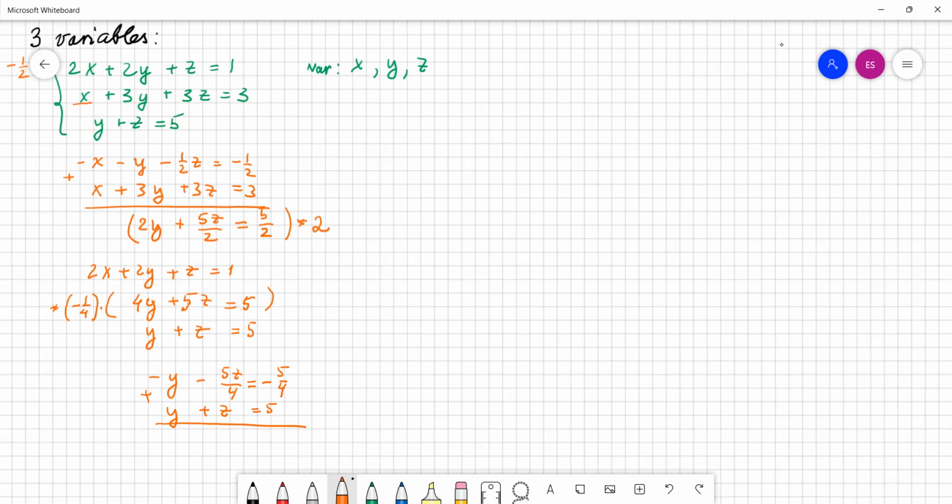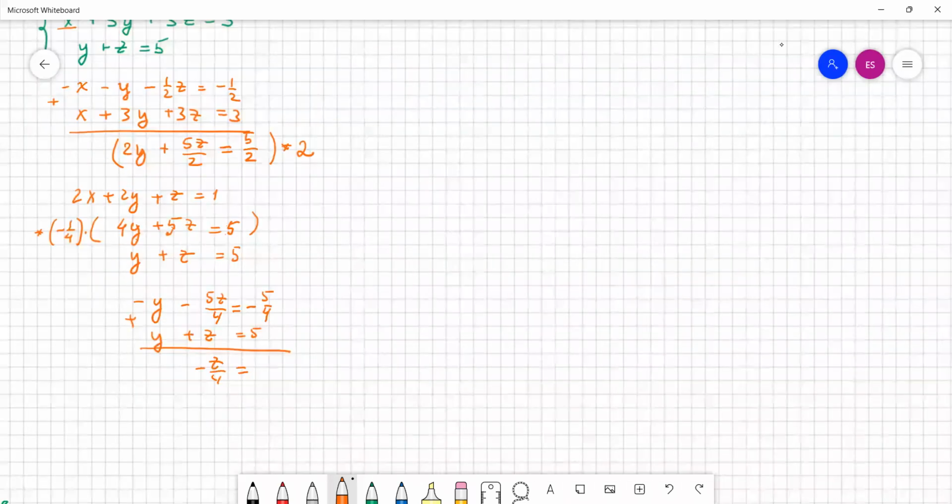Z minus 5z over 4, it's 4z minus 5z, it's negative z over 4. And over here, I'm going to have 5 minus 5 over 4. I'll try to bring it to a common denominator. It's 20 minus 5 over 4, which is going to give me what? 15 over 4. So minus z over 4 equals 15 over 4. Well, I can multiply everything by 4 and get that z equals minus 15.